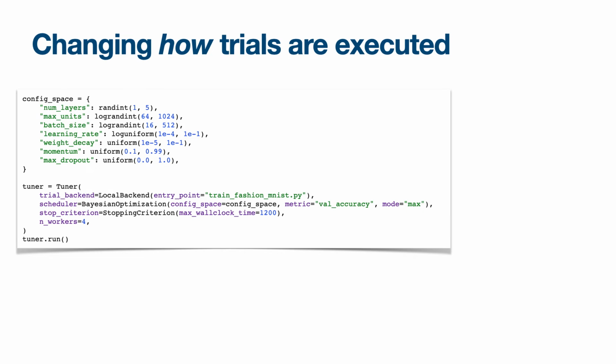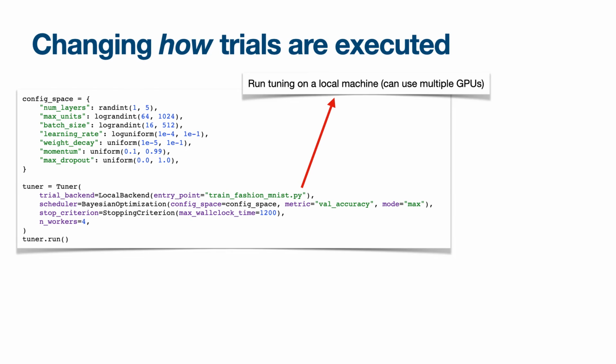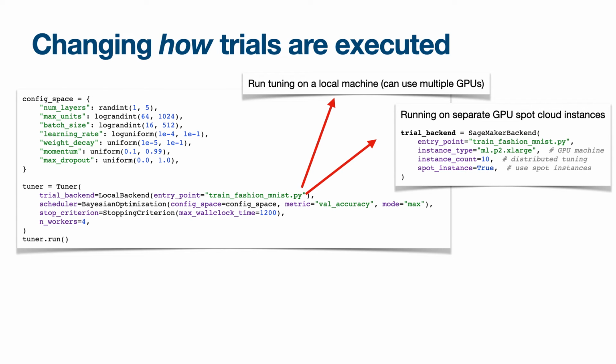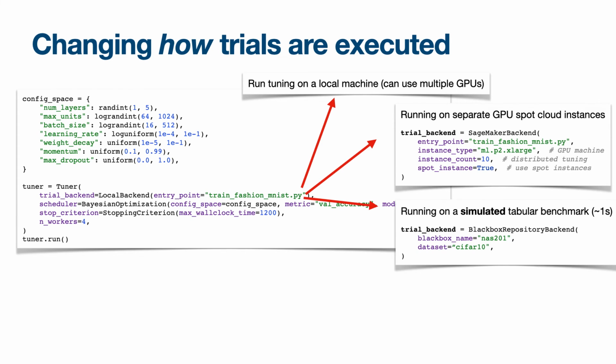Importantly, we also support changing how trials are executed with one line. For instance, this code snippet shows how to perform tuning on a local machine, but by just changing this line, you can decide to run instead large-scale experiments on separate GPU instances. You can also decide to run on simulation from pre-computed evaluations. The simulations are highly optimized, and they can run this method in seconds with indistinguishable results.